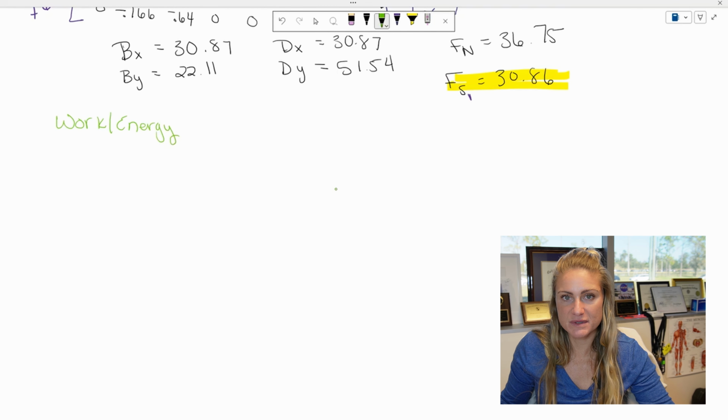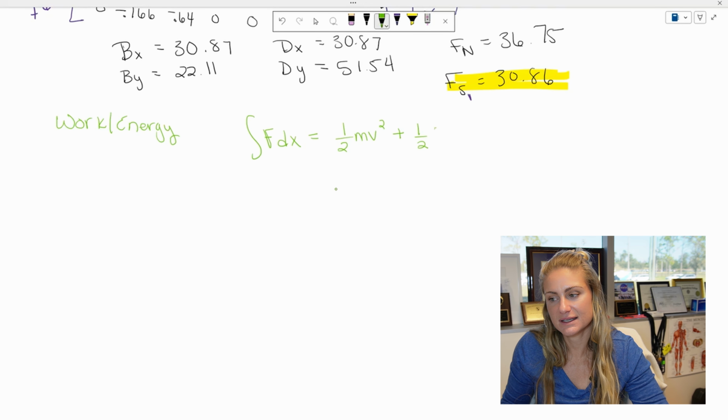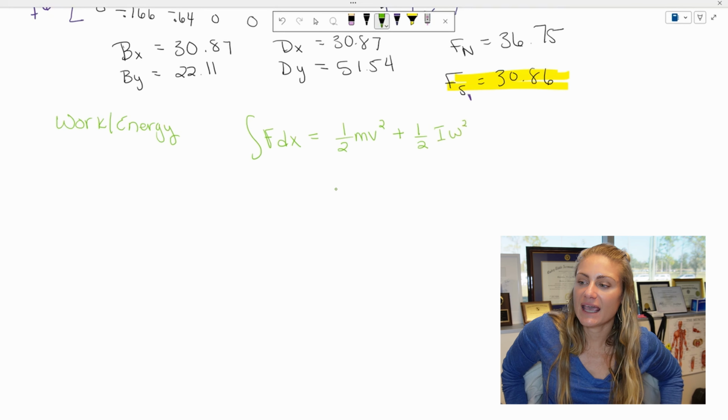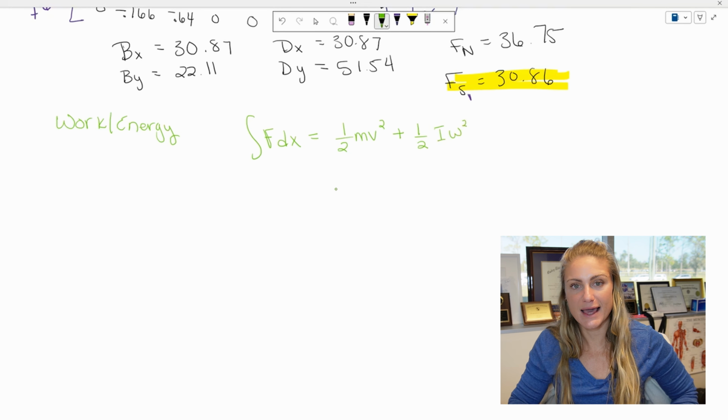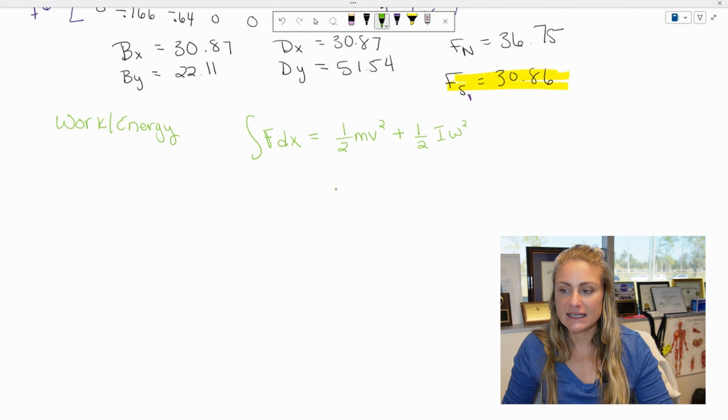Because our whole job is to find omega, right? Work and energy is going to be the integral of a force in terms of its displacement, which is going to equal 1/2 linear kinetic energy plus 1/2 angular kinetic energy. That omega is what I'm looking for. But I need this side, which is going to be your potential energy.